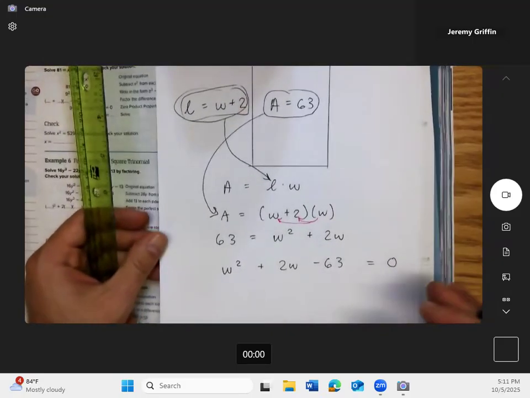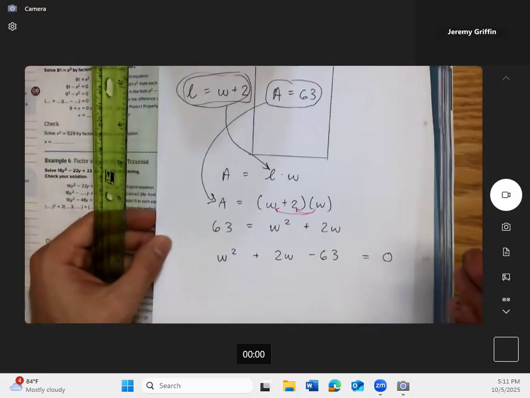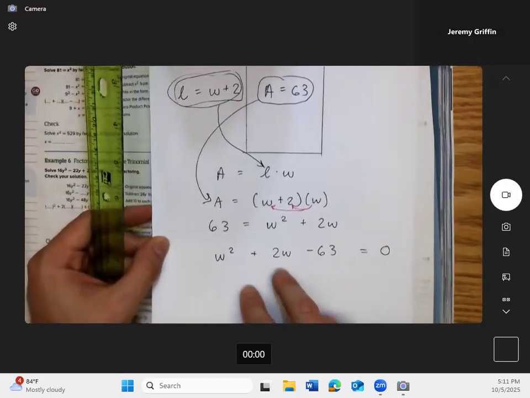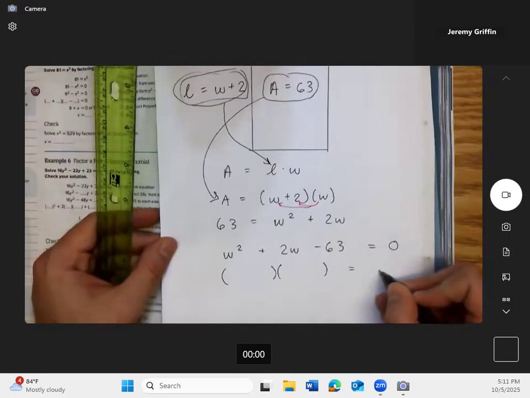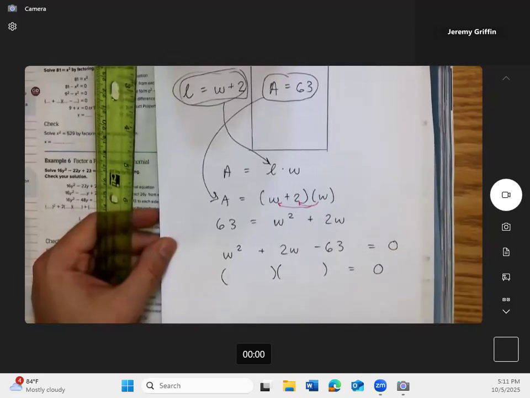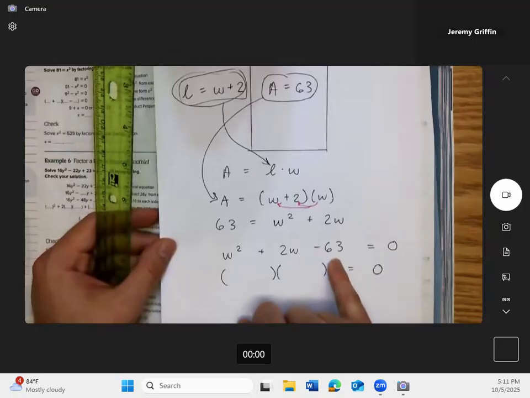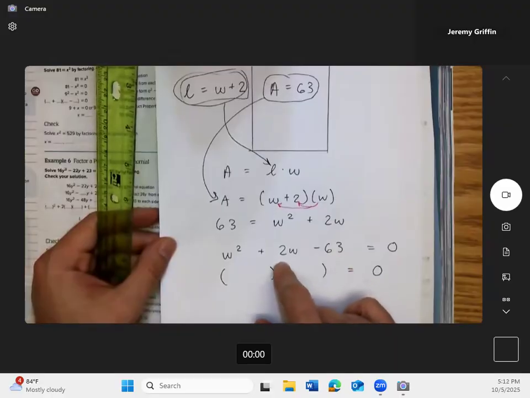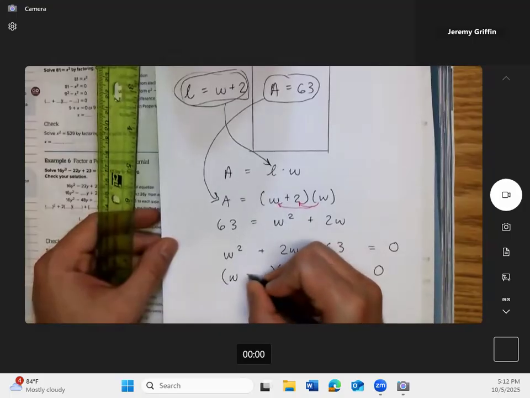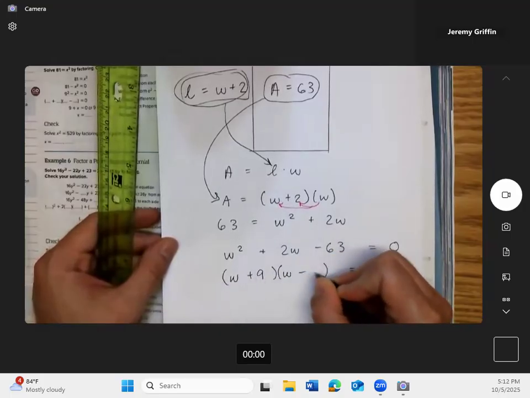Now, if you're really stuck at this point, you could always break out the quadratic equation. Nothing wrong with that. Or you can run to guess and check. Let's factor this. There are two numbers that multiply to negative 63. In my mind, I'm already thinking something to do with 7 and 9, and add up to 2. Yeah, because 9 minus 7 would be 2. So I'm thinking it'd be W plus 9 and W minus 7.